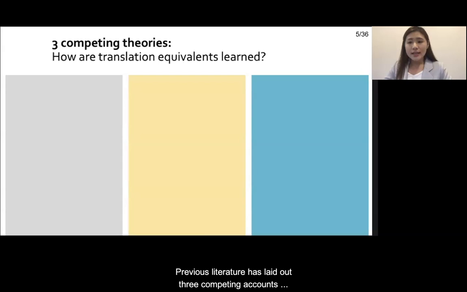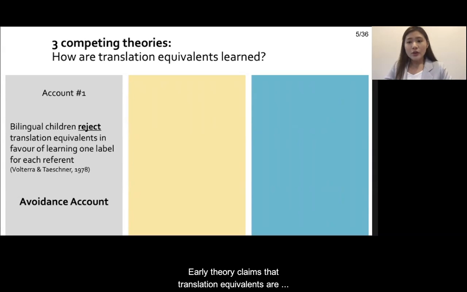Previous literature has laid out three competing accounts with respect to how bilingual children learn translation equivalents. Early theory claims that translation equivalents are missing from bilingual children's early vocabularies. As young bilinguals do not differentiate their languages, word learning biases such as mutual exclusivity lead them to assume that a reference is only associated with one word. Therefore, bilingual children reject translation equivalents in favor of learning one label for each reference. We refer to this as the avoidance account.